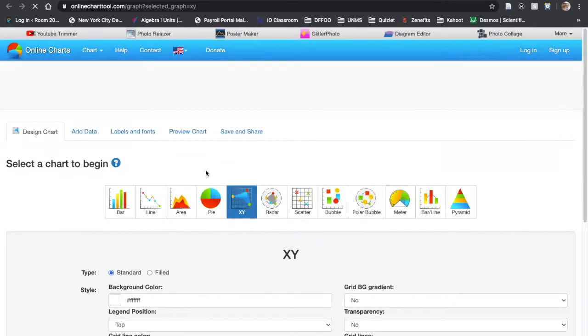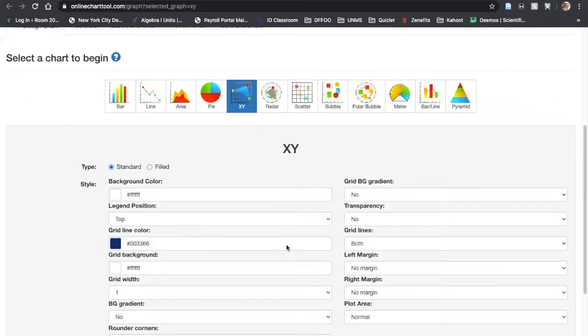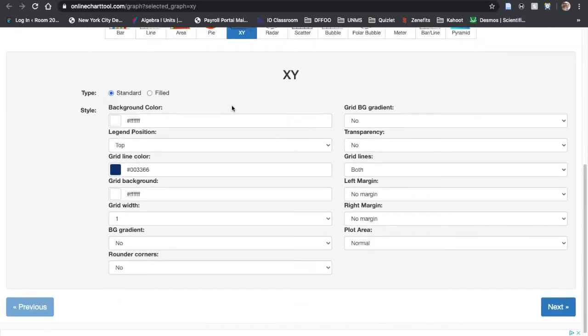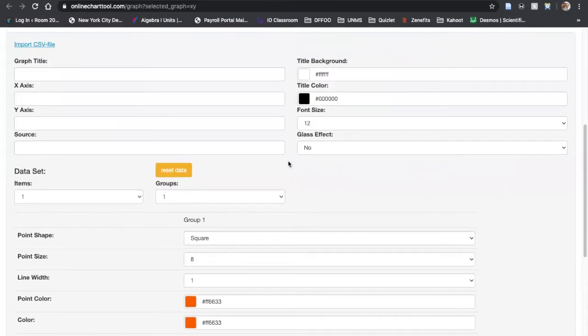The only thing you have to remember when you go to this site is to make sure that you're looking at the XY graph. You see up here, for me, it says graph equals XY. You see right here that I selected XY. Now you're going to scroll down. You can leave all this stuff blank here. Hit next. In this section, you give your titles. The x-axis is your independent variable. The independent variable that we identified was the case number. The y-axis that we identified was the number of squares.